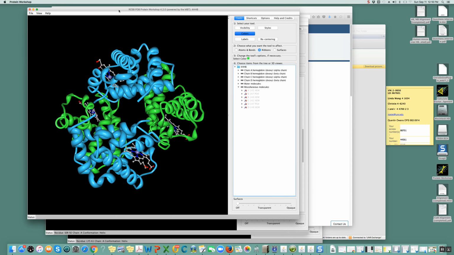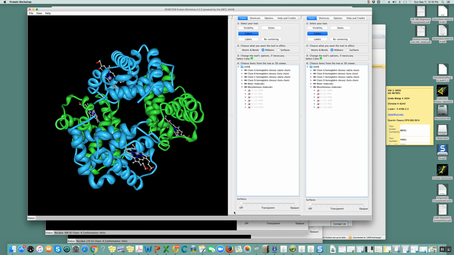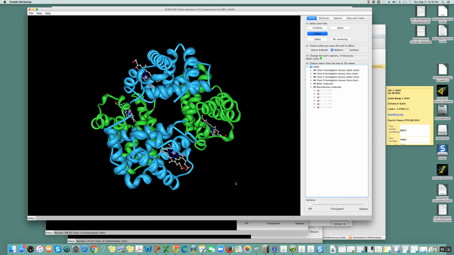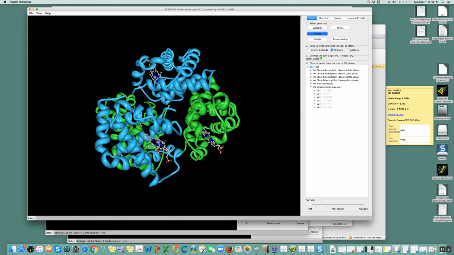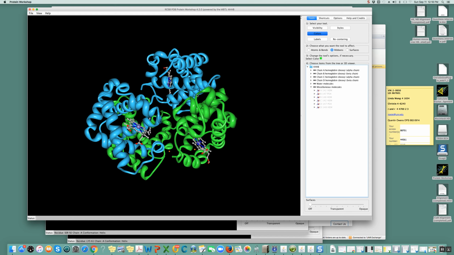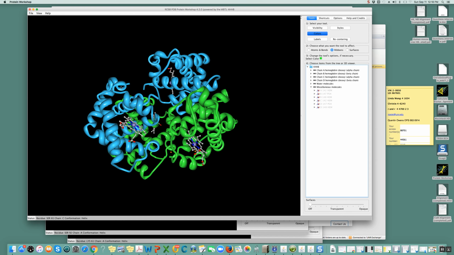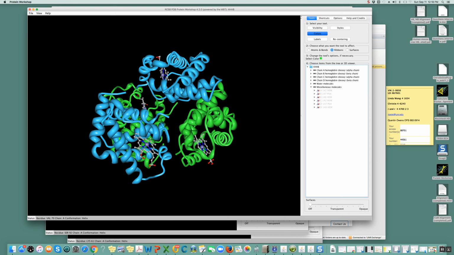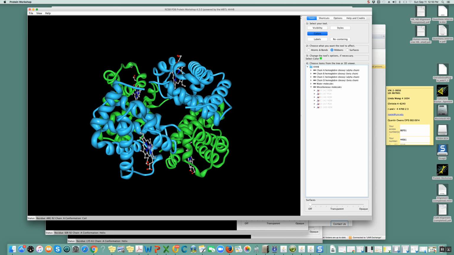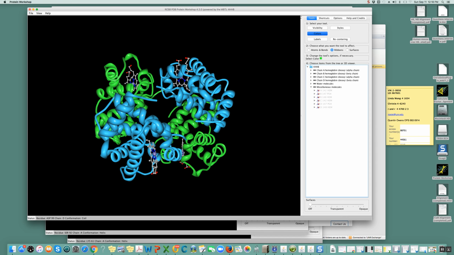So here is a structure of hemoglobin. Let's make this a bit bigger so you can really see it. And this looks a bit more complicated. You can see right off that this is a more complex molecule than myoglobin. And in fact, what we have here is a heterotetramer. It has 2 alpha chains and 2 beta chains. And I can show you those.